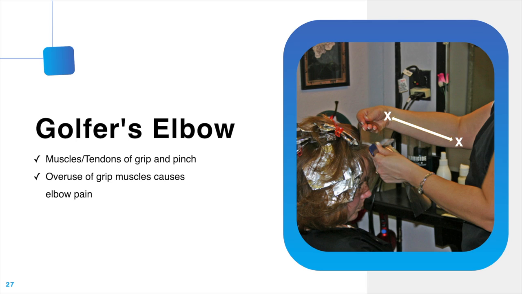Golfer's elbow is similar to tennis elbow, except pain is on the inside of the elbow, involving the wrist muscles that bend the wrist forward and the muscles of grip and pinch. We try to avoid golfer's elbow by reducing the amount of time and force and repetition of hand grip and pinch.